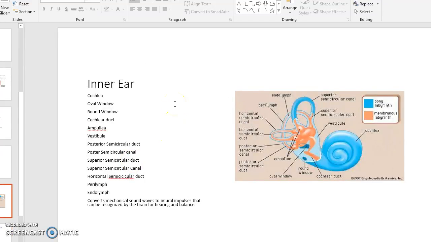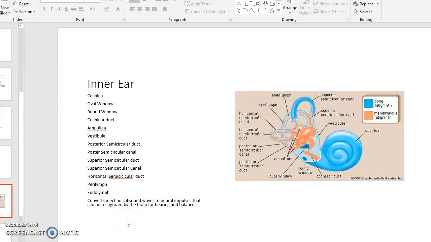Now we will go on to the inner ear. The inner ear consists of the cochlea, the oval window, the round window, the ampulla, vestibular, posterior semicircular canal, posterior semicircular duct, superior semicircular canal, superior semicircular duct, horizontal semicircular canal, horizontal semicircular duct, and it also includes perilymph and endolymph.